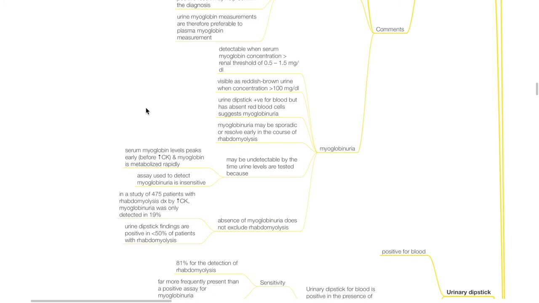because serum myoglobin levels peak early and myoglobin is metabolized rapidly. The assay used to detect myoglobinuria is insensitive. Absence of myoglobinuria does not exclude rhabdomyolysis. In a study of 475 patients with rhabdomyolysis diagnosed by raised CK, myoglobinuria was only detected in 19% of the patients. Urine dipstick findings are positive in less than 50% of patients with rhabdomyolysis.